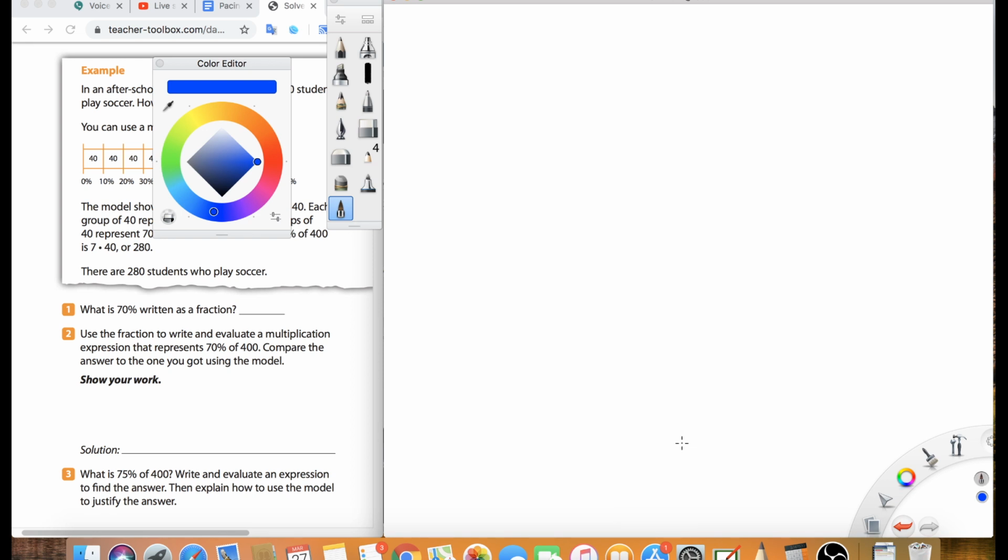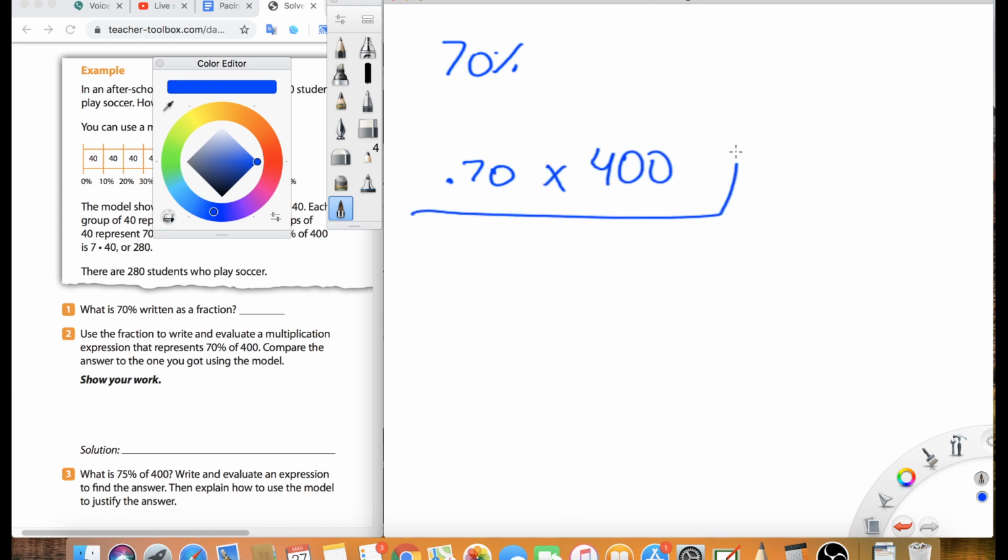use a fraction to write and evaluate a multiplication expression that represents 70% of 400. Compare the answer to the one you got using the model. So right here, it wants us to take 70% and use it as a decimal. And we're going to use that as a decimal to multiply it by 400. Now, this is what I want you to do, but the book wants you to do the 70 over 100 times 400.